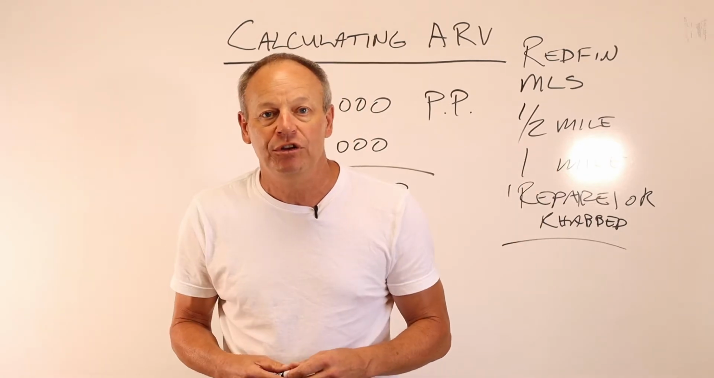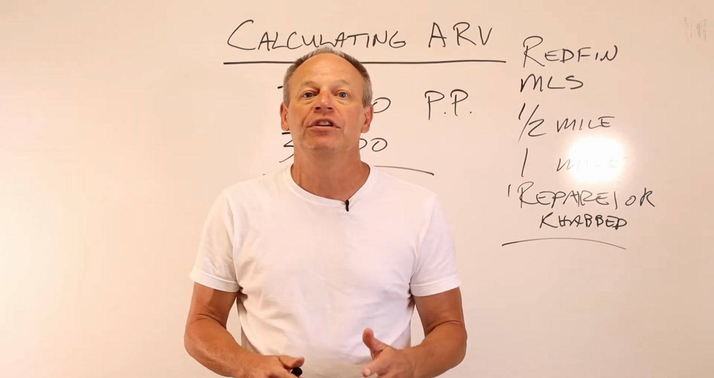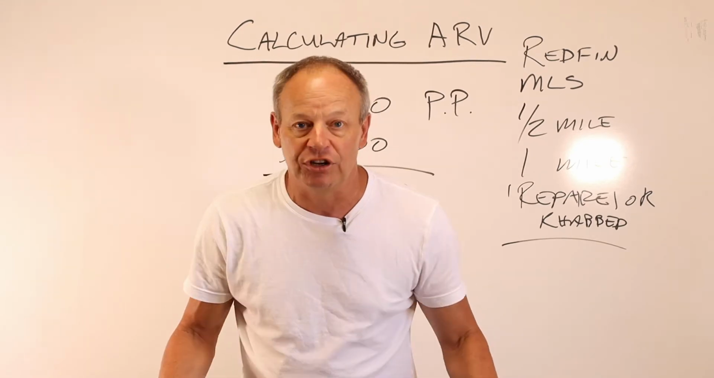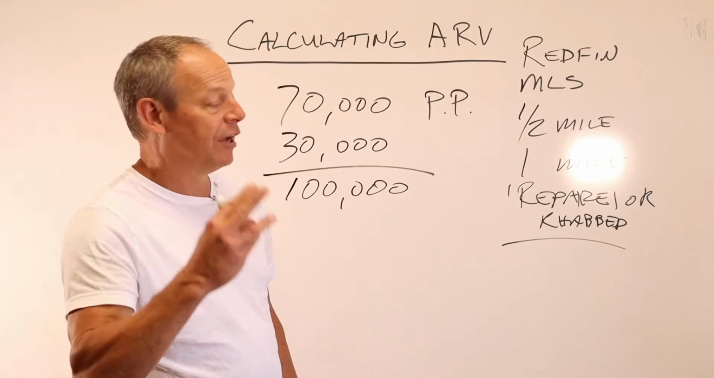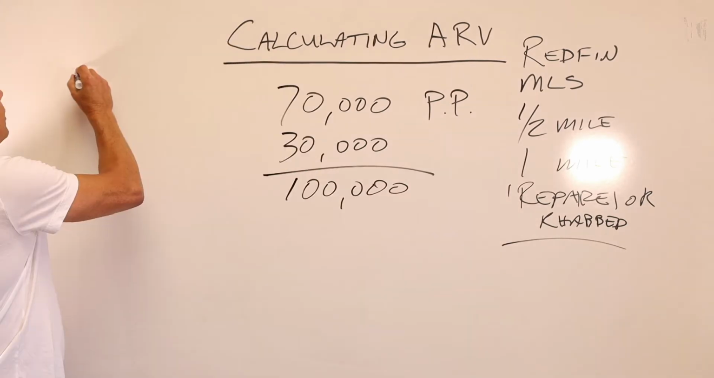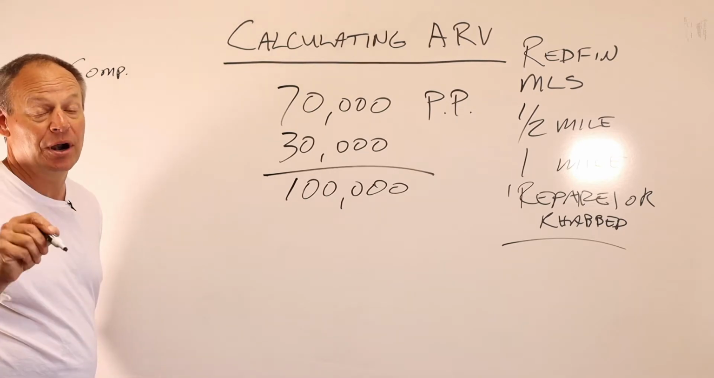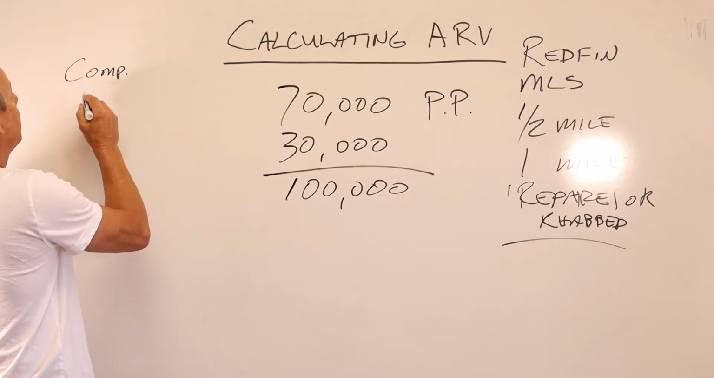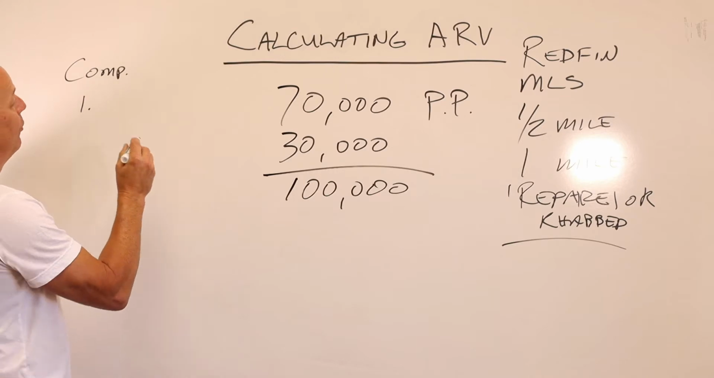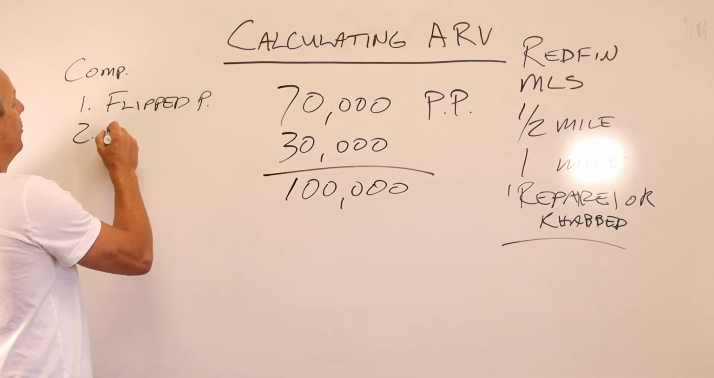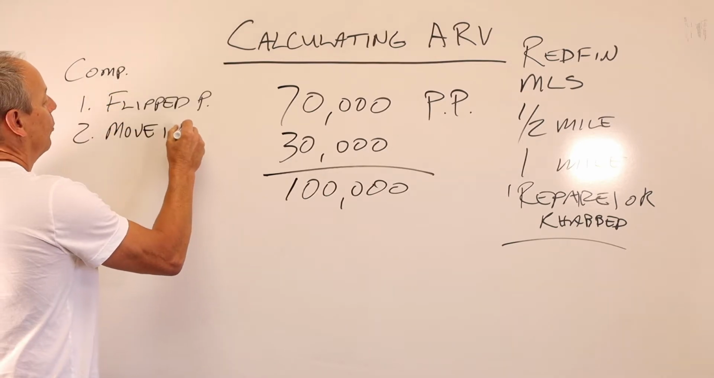Then what I want you to do is go and find all the houses that are in really awful shape. So I want you to find 3 kinds of houses. I want you to find comps. So the comp is a comparable price. I want you to find a comp for a flipped property. Move-in ready. What does that mean?